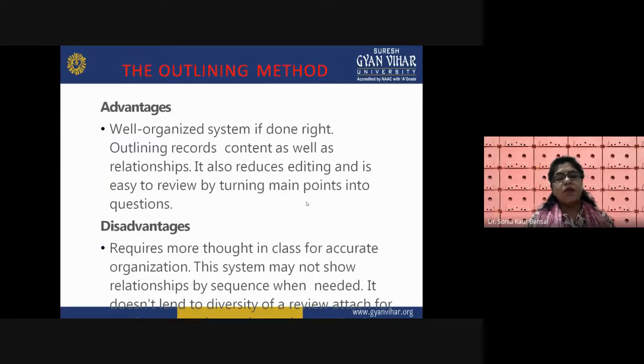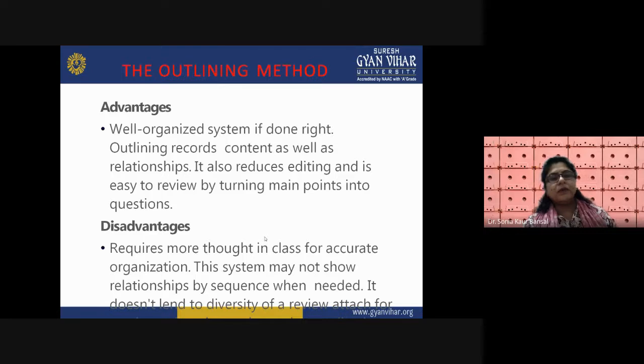Now, what are the advantages of the outlining method, students? Let's understand what the advantages are. Definitely, if you are talking about note-taking methods, the outlining method is very important. It is a well-organized system if done in the right way. "Done in the right way" is a very important term for all of you. Outlining records content as well as relationships. It also reduces editing and is easy to review by turning main points into questions.